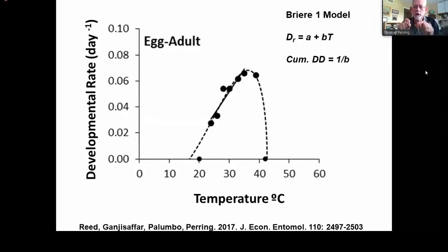The cumulative degree days, or the amount of time it takes to develop from egg to adult, can be determined by, if you have this letter B, it's just 1/B, and you can determine what the cumulative degree days are, how long it takes to develop from egg to adult. That's basically one generation, right? Okay. By the way, you can read all this and look at all the different models we used in a paper that one of my research associates published in 2017.